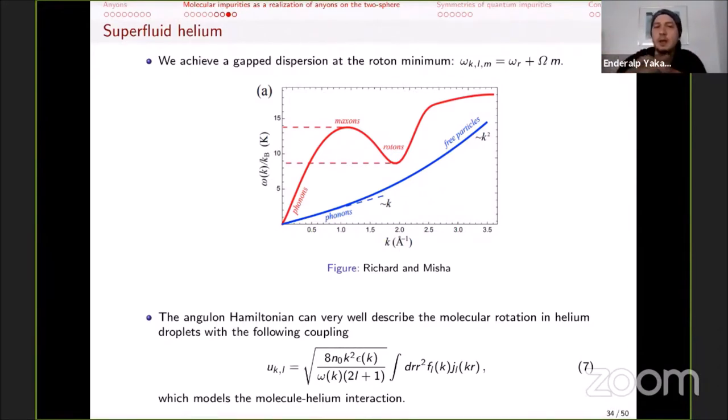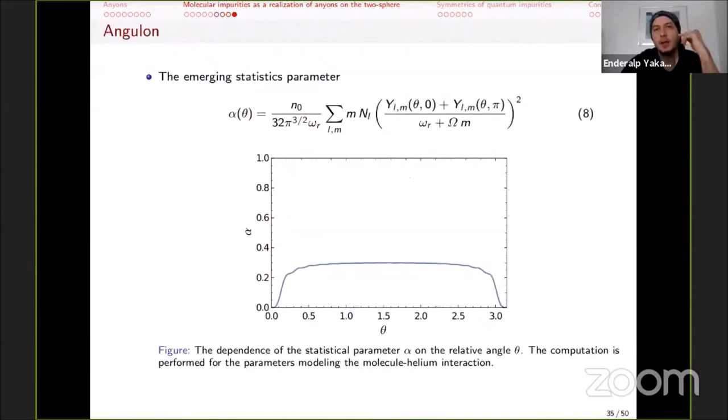In fact, this coupling given by equation seven is quite good to explain the experimental observations. So now let us calculate the statistical gauge field. If you calculate the statistical gauge field, you will obtain a prefactor, which I call alpha theta. Here, this quantity a priori depends on the relative angle between the molecules.